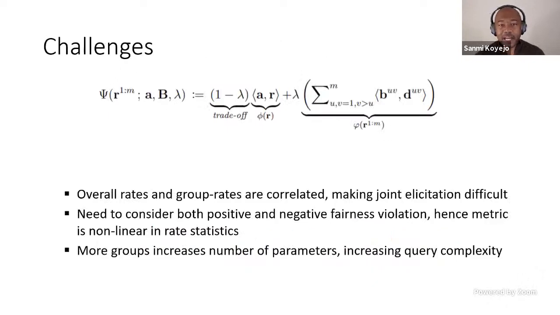As you might imagine, this is somewhat more complicated than the standard setting. There's a lot of correlation across the different quantities we're eliciting. We need to deal with absolute values, so linearity gets lost, and so we need to use slightly different approaches. As you increase the groups, you increase the number of parameters because the size of B gets bigger. And as we'll show, the query complexity roughly scales with the degrees of freedom in the parameters.